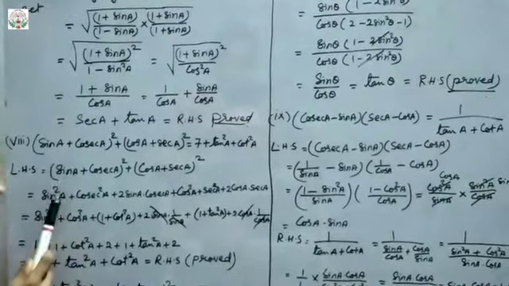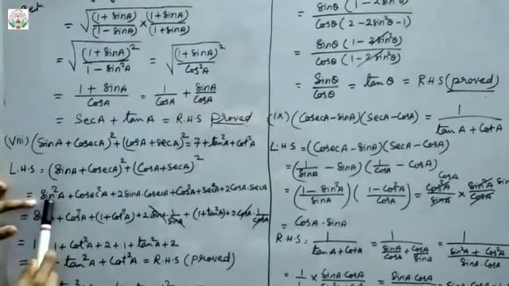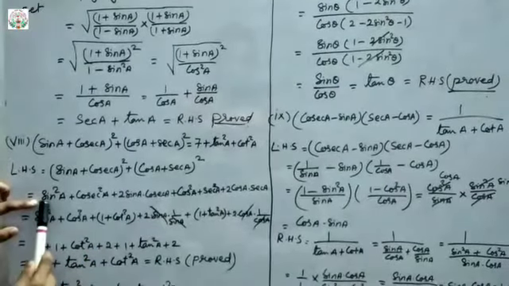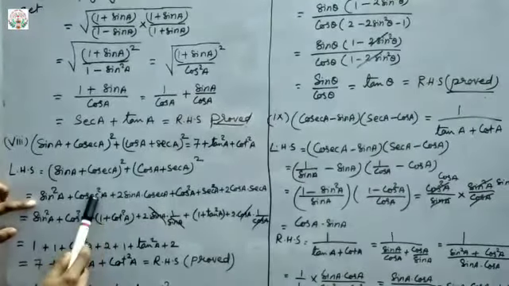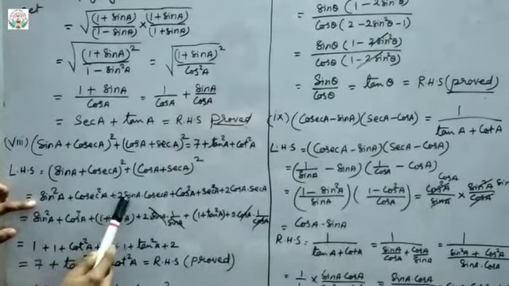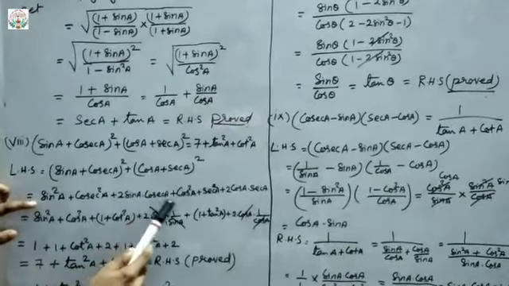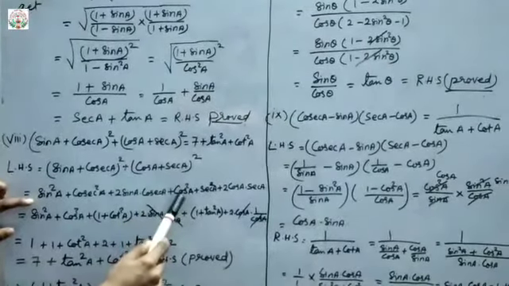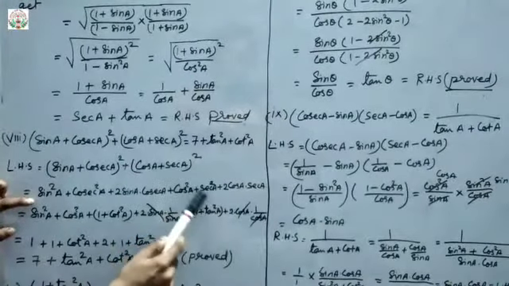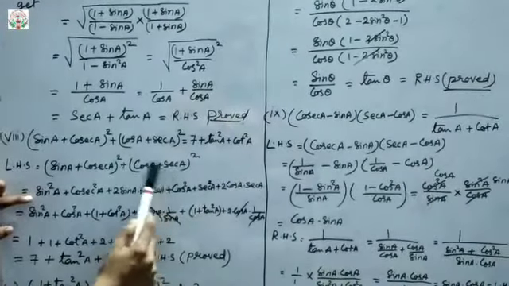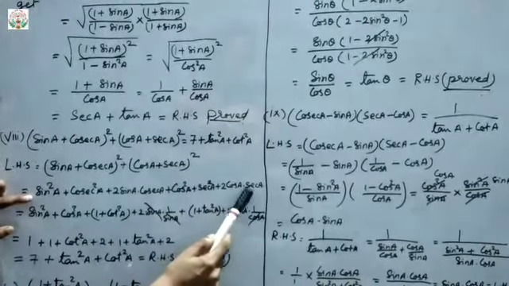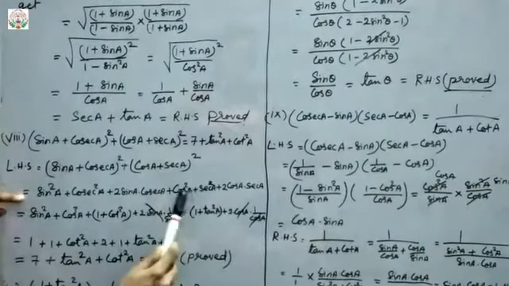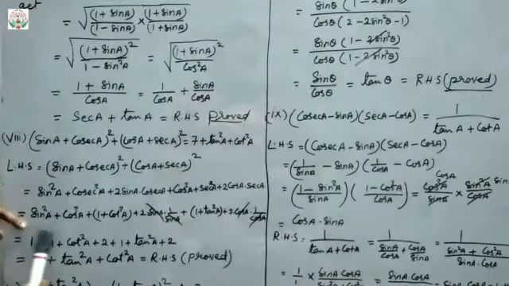So now that is a square, (a plus b) whole square will be a square plus b square plus 2ab. So that is sin square a plus cosec square a plus 2 into sin a into cosec a, plus same way (a plus b) whole square formula, that is cos square a plus sec square a plus 2 into cos a into sec a.